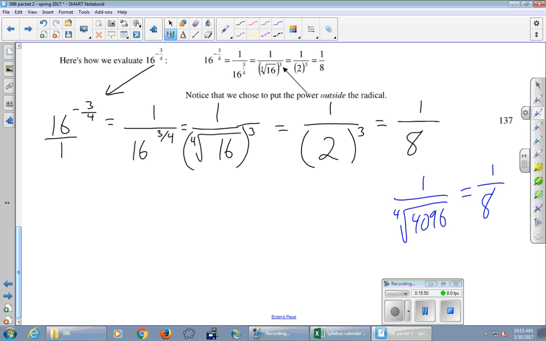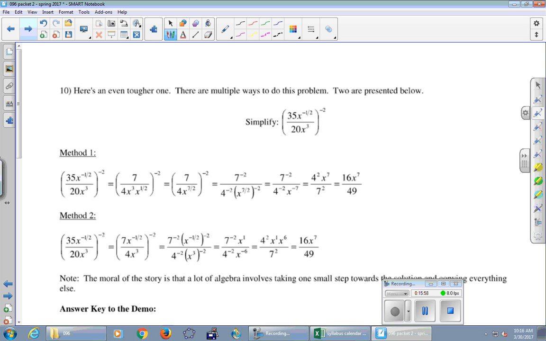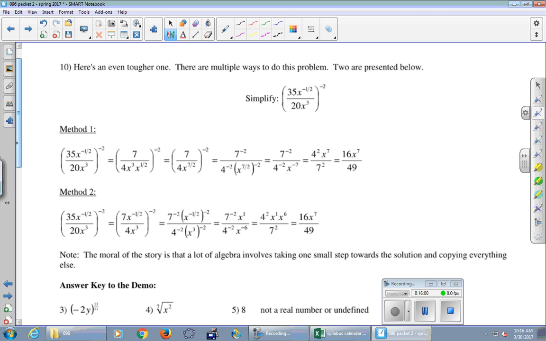So this is why if you're doing numerical calculations, put that power outside the radical. Makes it so you don't have to deal with numbers as large. Okay, next page. Last example. We're going to put all of our exponent work together on this problem.